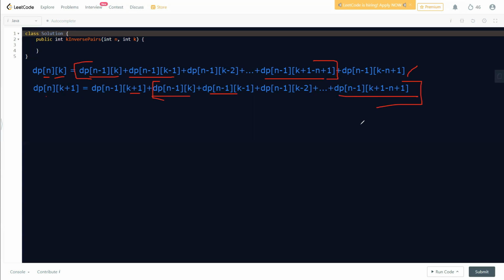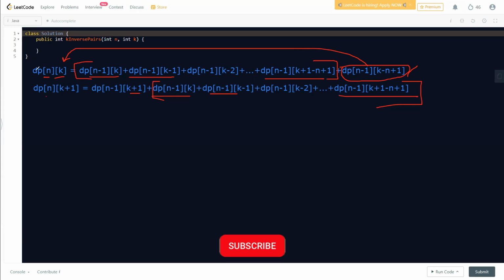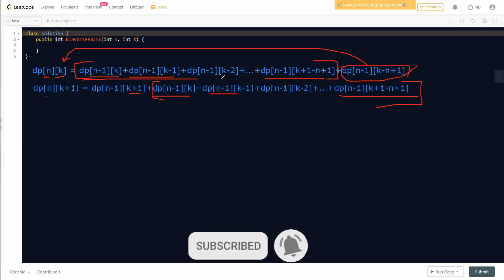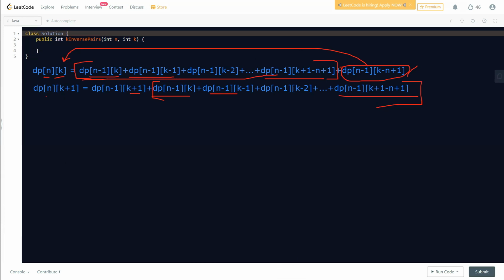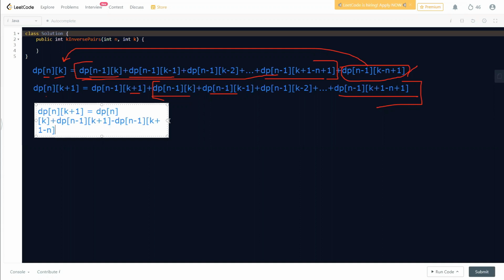So can we reduce our equation? Rather than finding all of this, can we reduce our equation? If we reduce our equation, what we find is that it's nothing but dp of n, k minus dp of n minus 1, k minus this element. If we take this element on the left hand side, we get dp of n, k minus dp of n minus 1, k minus n plus 1, and that is equal to this whole equation, fine.